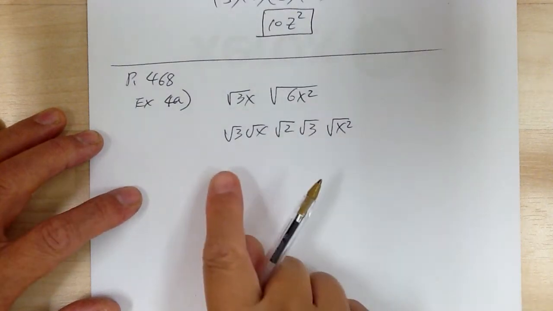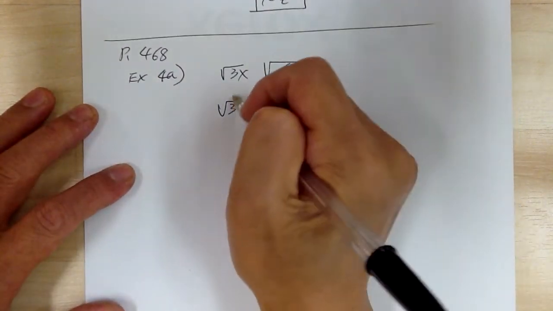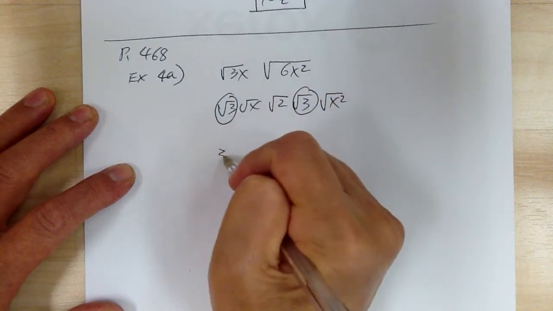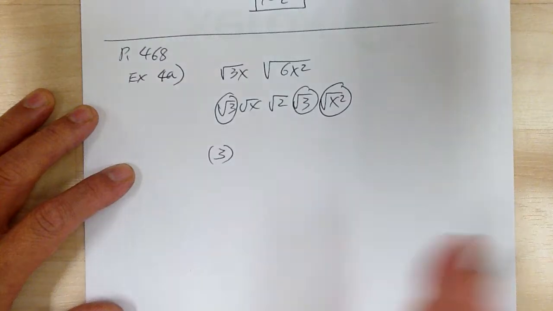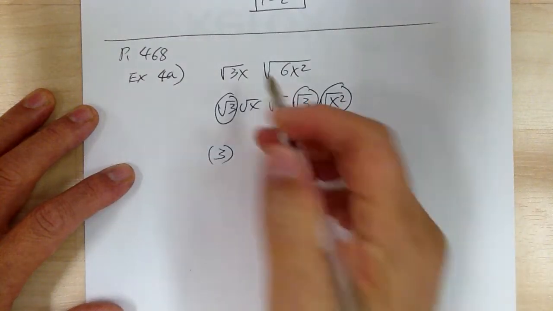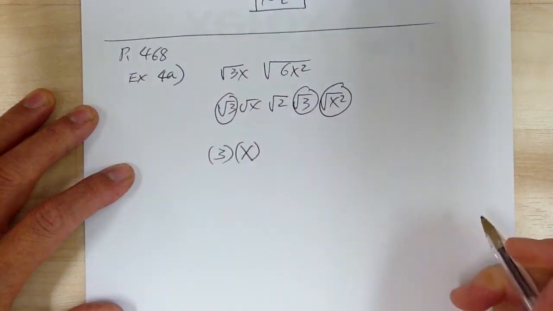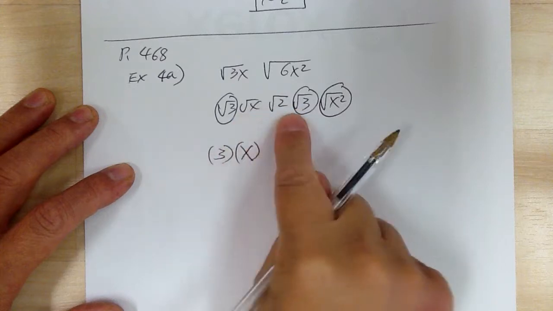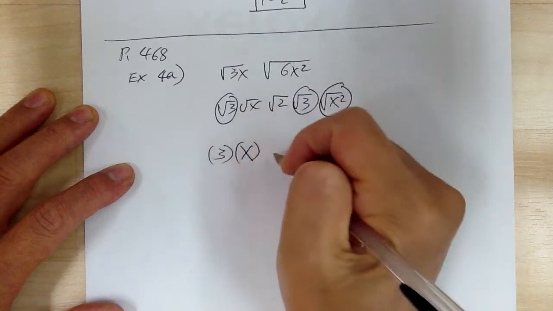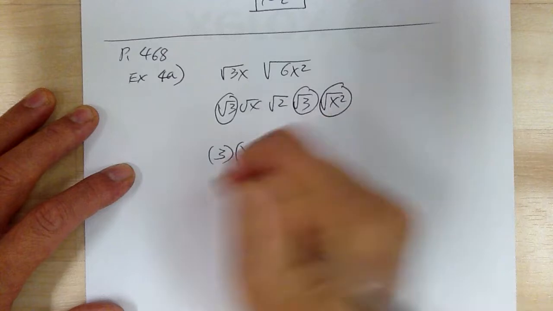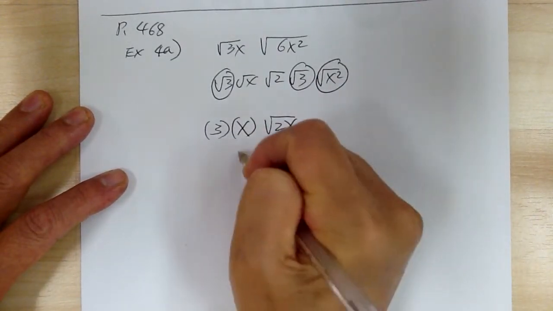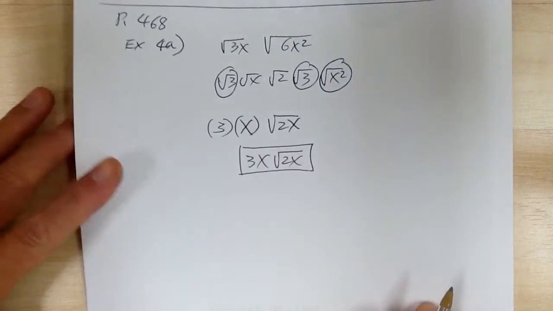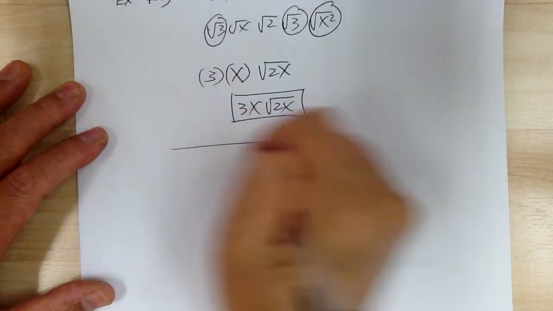Okay, so I'm going to start to collect my numbers. So this one and this one will give me a 3. This one is left over. Again, do all the ones that come out nicely. So this is a perfect square, so that will give me an x. And these are the leftovers, they cannot be simplified, so you just leave them in the square root. Okay, you can put them all together. So your answer would be 3x square root of 2x. And that's it. Okay. Now let's go to b.